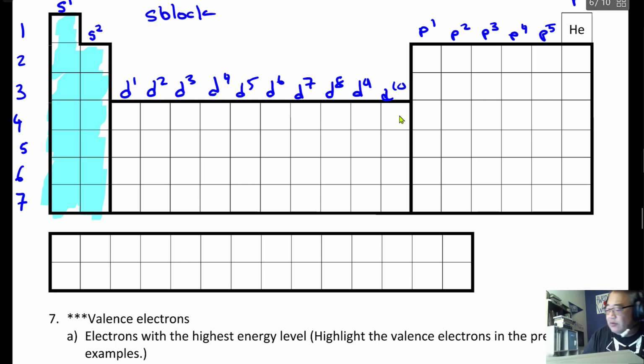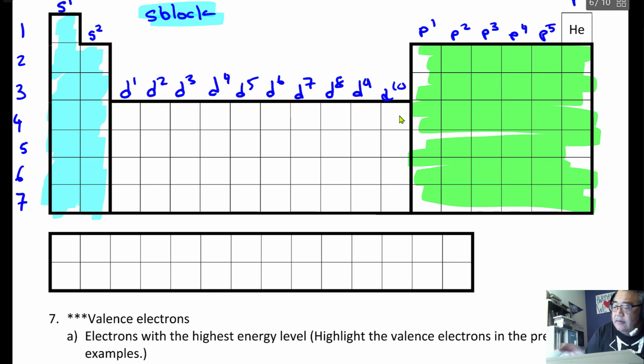Let me just do it like this. I won't draw a line like that. Just do that. This is the P block. Usually a hyphen in there, sorry. And then my highlighter I used was this one. And then the D block is these guys here. I'm not very good at coloring in the lines, sorry. So this is the D block.